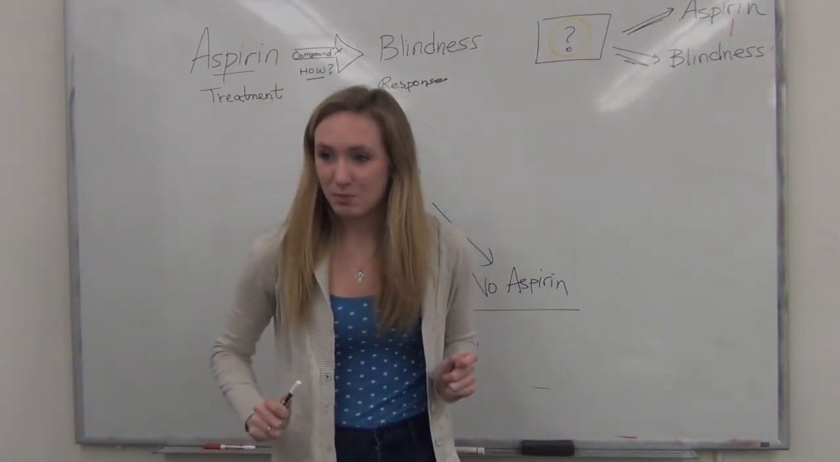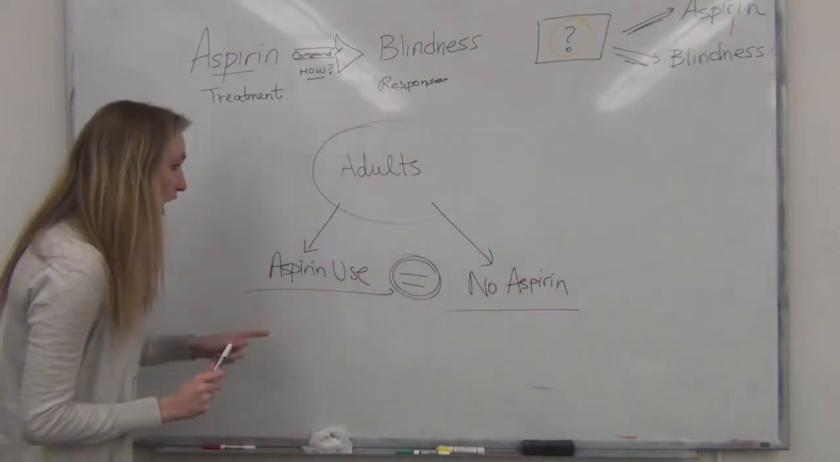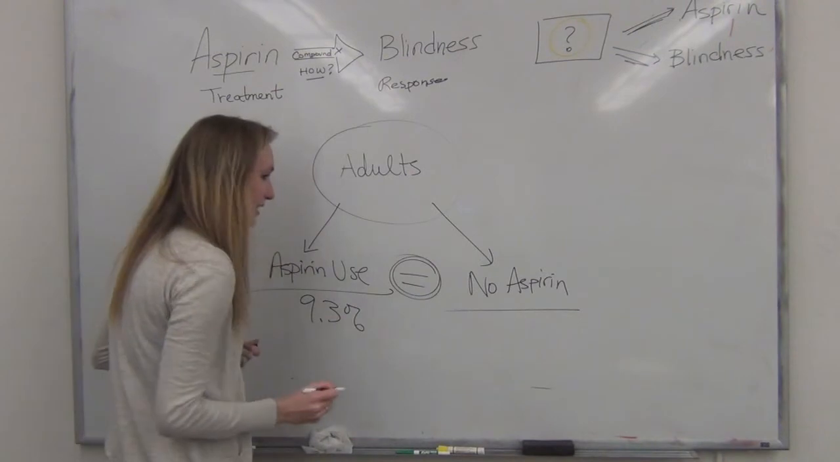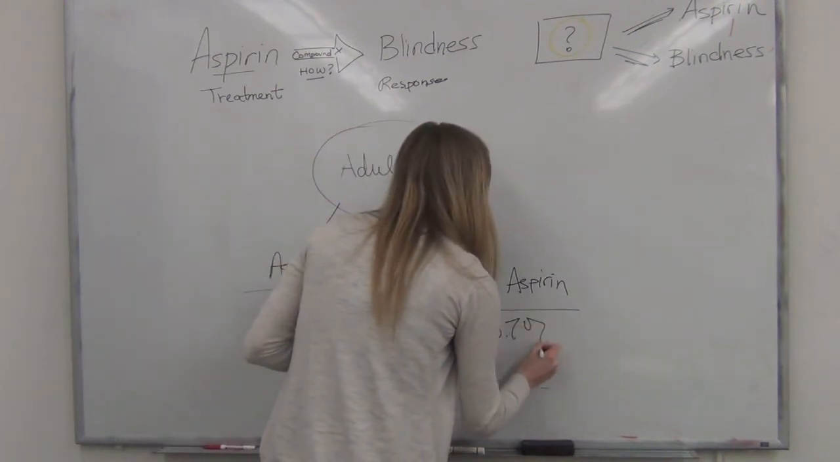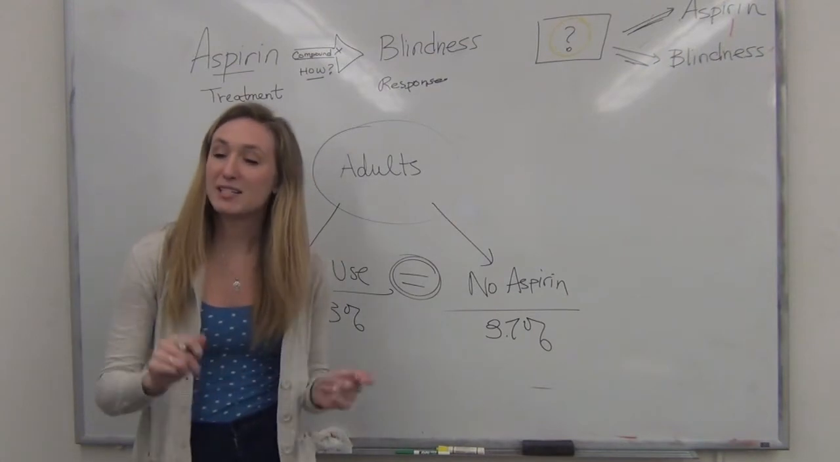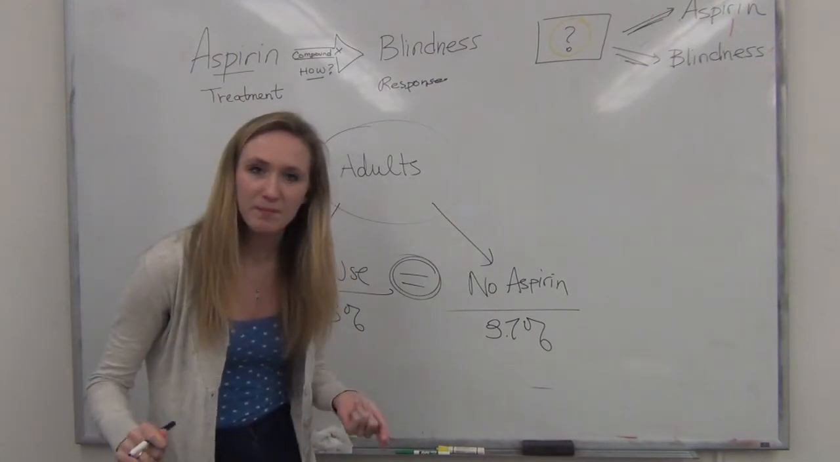is aspirin use. Now, if we saw a rate that was like 9.3% blindness here and 3.7% blindness here, now we could pin it on aspirin, because the only thing that they differ in is aspirin use.